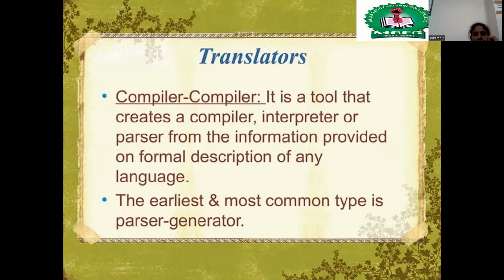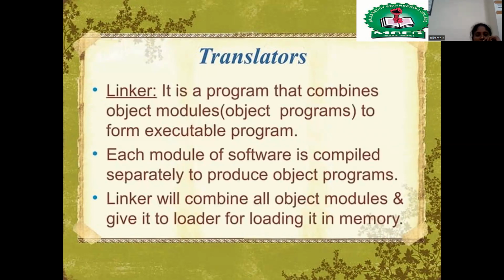Compiler generator. It is a tool that creates a compiler, interpreter, or parser from the information provided on the formal description of any language. The earliest and most common type is the parser generator. Linker is also one type of translator. It is a program that combines object modules to form an executable program. In this, each module of software is compiled separately to produce object programs. A linker will combine all object modules and give it to the loader for loading it in memory.